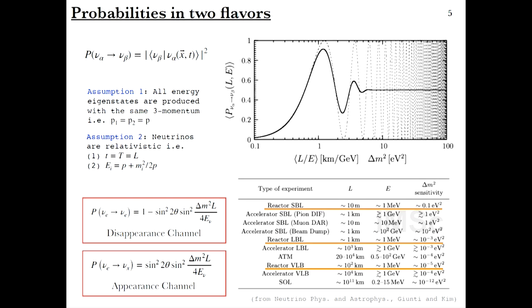So this table here roughly gives you the kind of mass squared sensitivity that we have with the reactor baselines and energies. So these are the ones that we are concerned with. If you are at 1 kilometer, you will be sensitive to the atmospheric scale. If you're at 100 kilometers, you'll be sensitive to that solar scale. At very short distances, we may have sensitivity to roughly 1 eV square mass square difference.